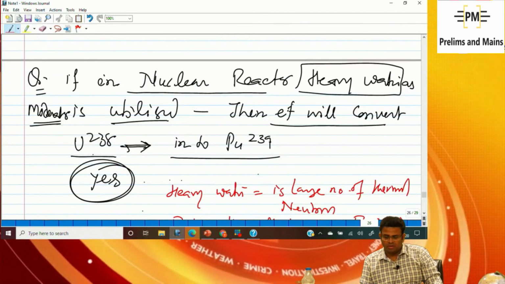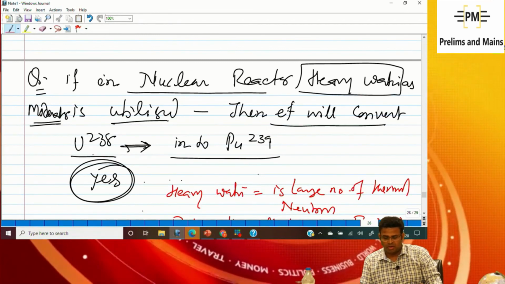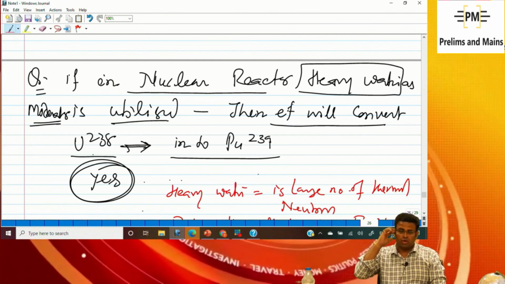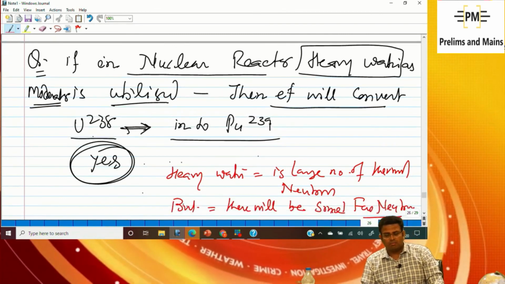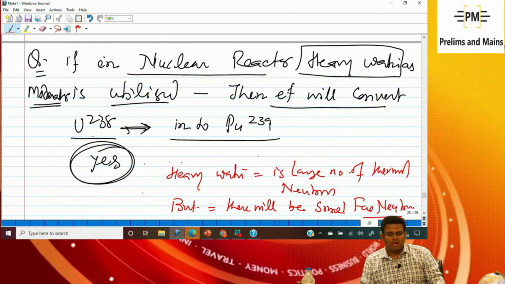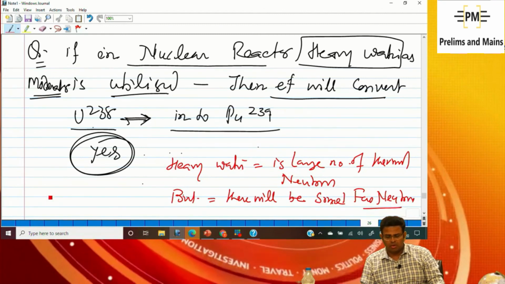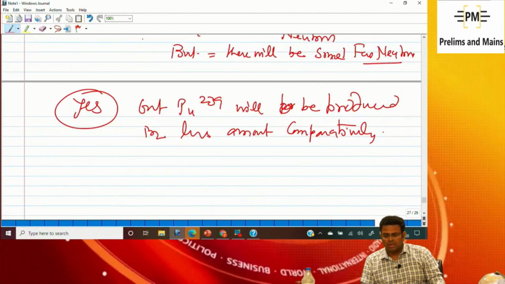If in a nuclear reactor heavy water moderator is utilized, then will it convert uranium 238 into plutonium 239? Yes, it will, because heavy water means a large number of thermal neutrons will be formed, but at the same time there will be some fast neutrons that will be able to convert some uranium 238 into plutonium 239.